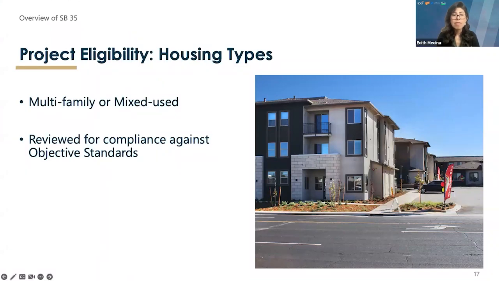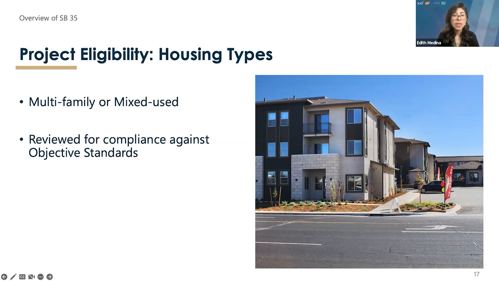So SB 35 projects only apply to certain housing types. One of them is the multifamily housing development, which should contain at least 2 or more residential units. The other is a mixed-use project where at least two-thirds of the square footage is dedicated to residential uses. So all the projects must meet all the objective standards of the planning code at the time that the SB 35 project application has been submitted. And objective standards are those that require no personal or subjective discretionary judgment, such as objective dimensional requirements.